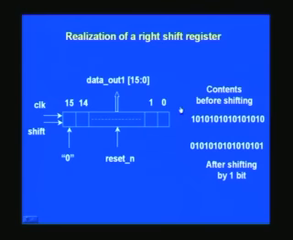Let us see what the contents before shift are. Let us say 1010, and after the shift by 1 bit, naturally 0 will be occupied here, and all the contents will be shifted by 1 bit, and the last 0 will get lost in the process. We will see how to implement this.